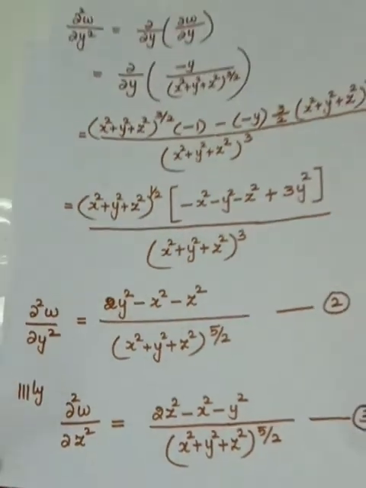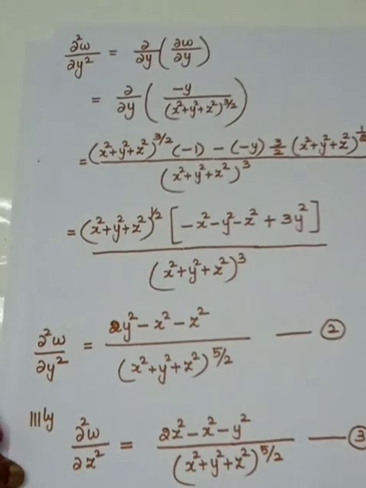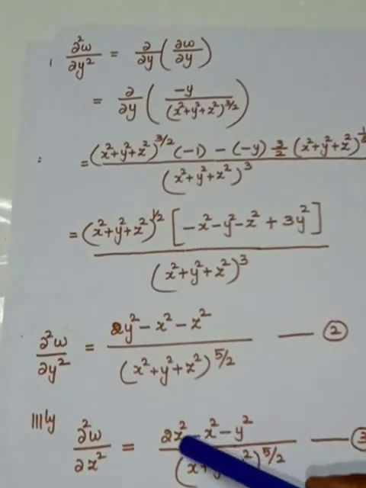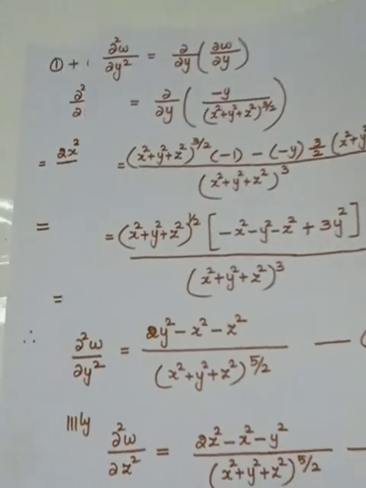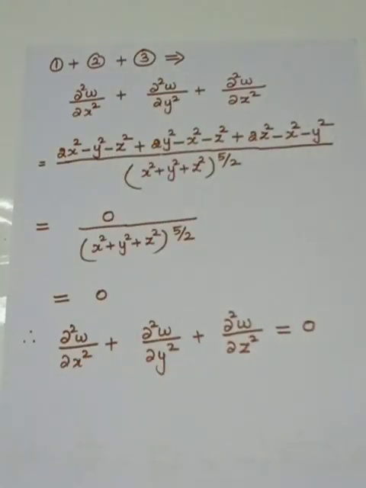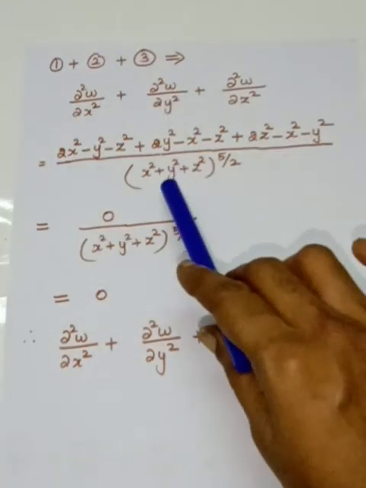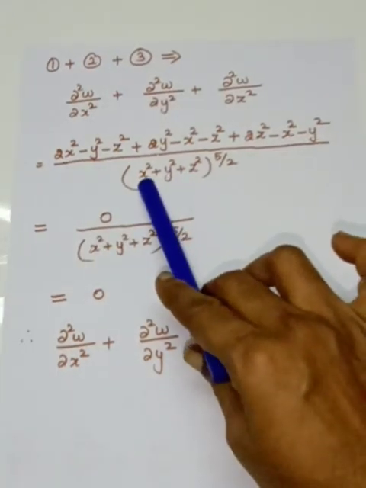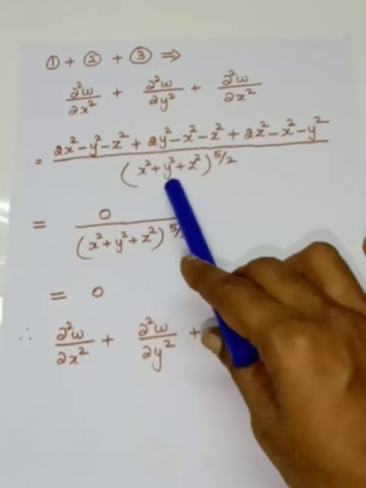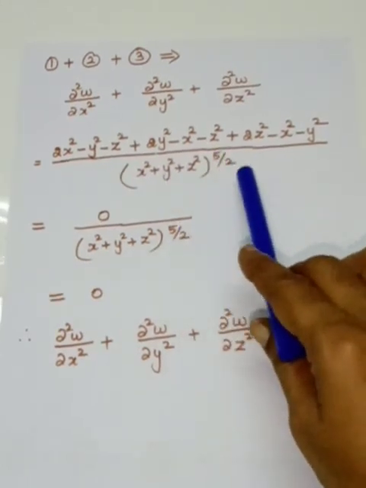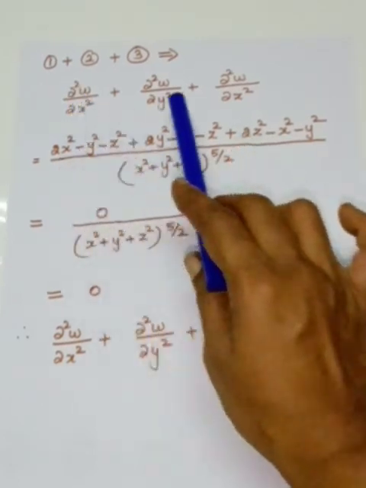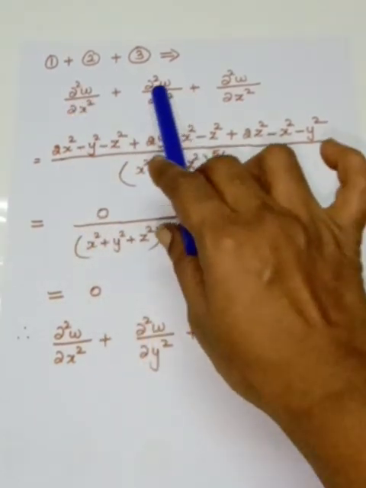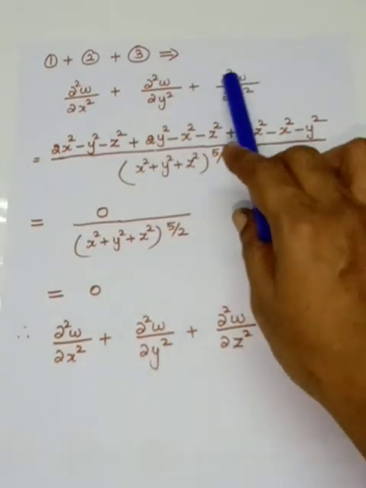Similarly, dou squared w by dou z squared also: 2z squared minus x squared minus y squared divided by (x squared plus y squared plus z squared) the whole power 5 by 2. What is asked? You have to add all the three results. In all the three results, the denominator is common. What is it? (x squared plus y squared plus z squared) the whole power 5 by 2. This is the numerator of this term, and here this is the numerator of the second term, and this is the numerator of the third term.